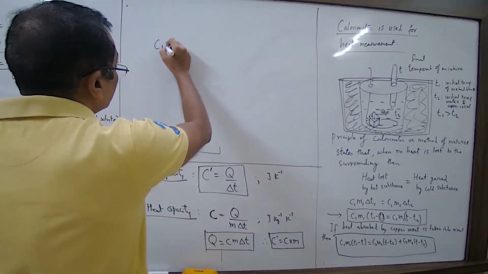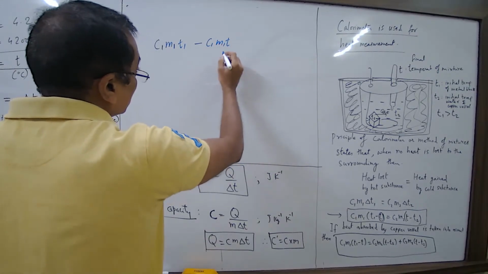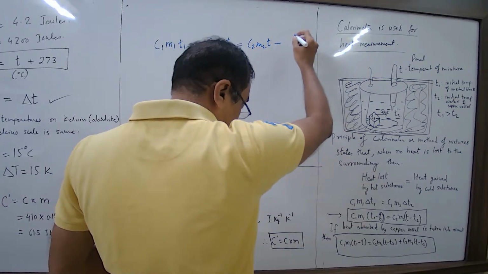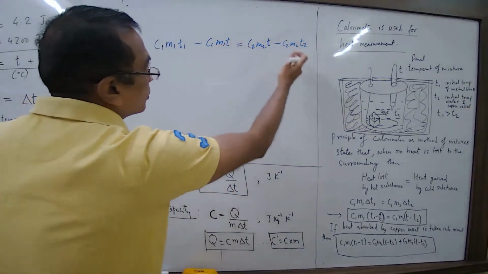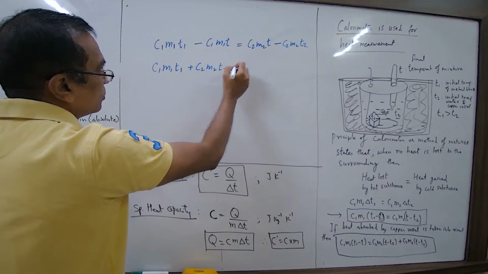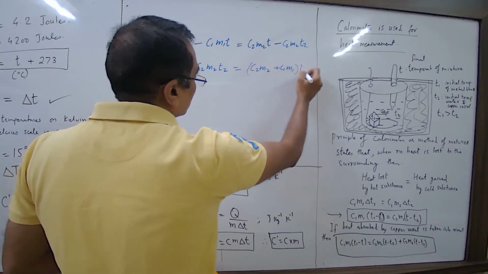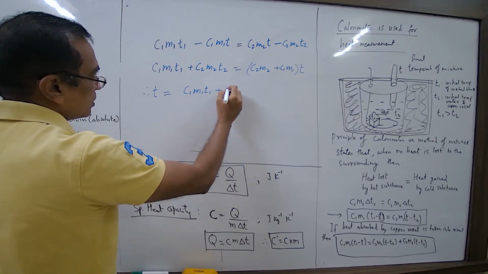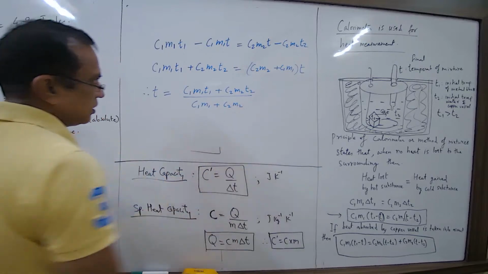So we have C1 M1 T1 minus C1 M1 T is equal to C2 M2 T minus C2 M2 T2, opening the bracket. You have to find T, so take this to this side and this to that side. This becomes C1 M1 T1 plus C2 M2 T2 equals C2 M2 T plus C1 M1 T. Therefore T equals C1 M1 T1 plus C2 M2 T2 divided by C1 M1 plus C2 M2. Substitute and solve.